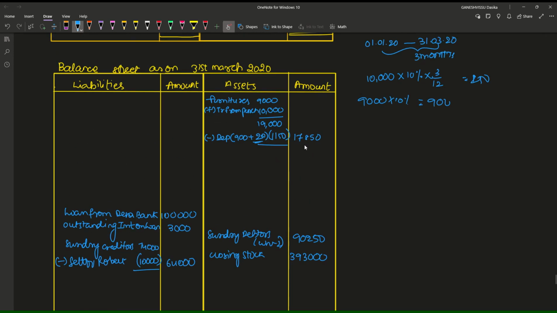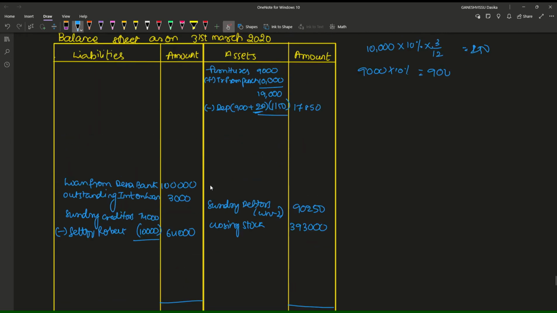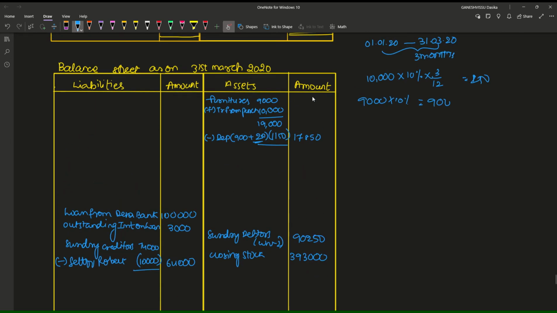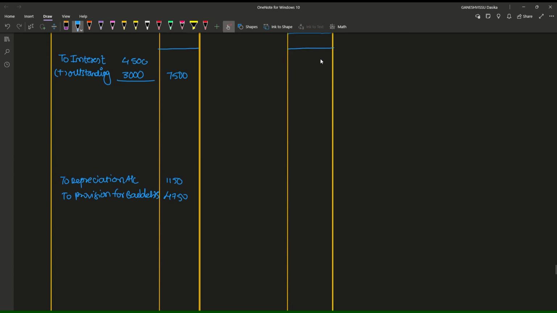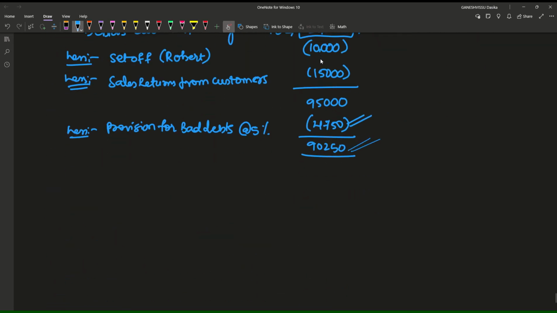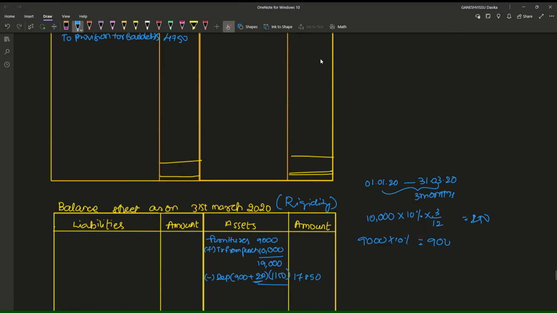Don't worry friends, there may be more space here. I am writing in a format because we are going to follow the rigidity preference method, in which the fixed assets and non-current liabilities are shown at the top, borrowings and investments, and any deposits we can show in the middle of the balance sheet, and at the bottom we can show the current liabilities and assets. That is what we are going to follow in the rigidity method. Okay, that is what we have seen for the sundry debtors.